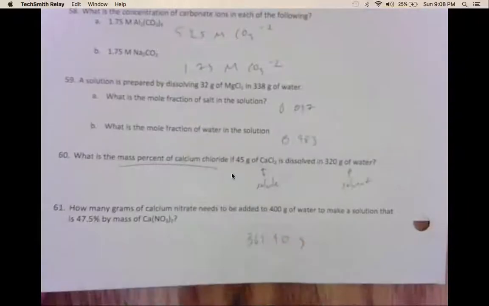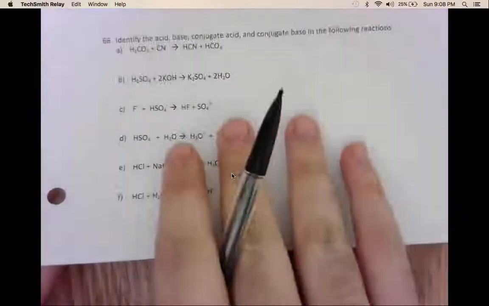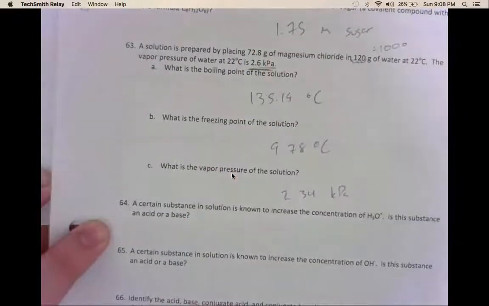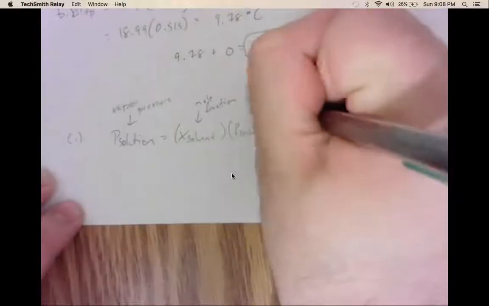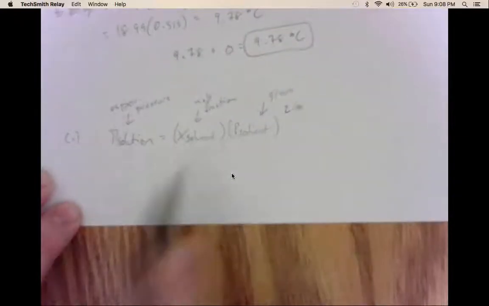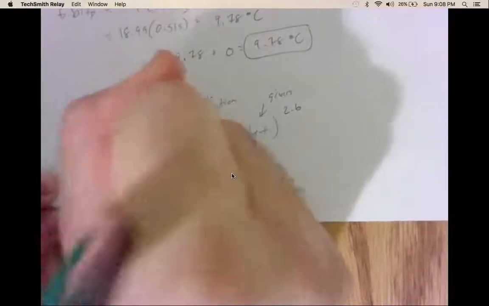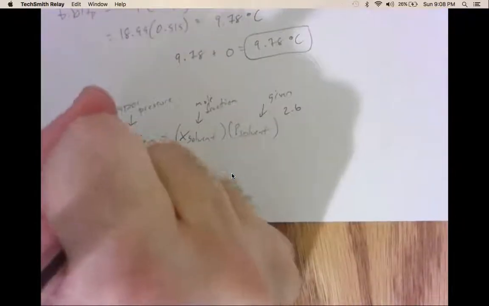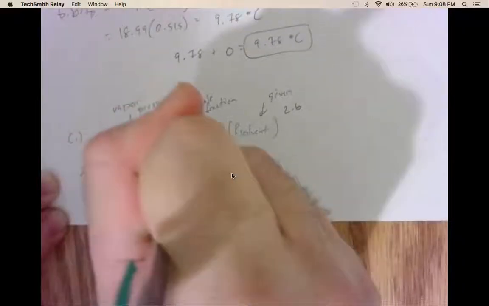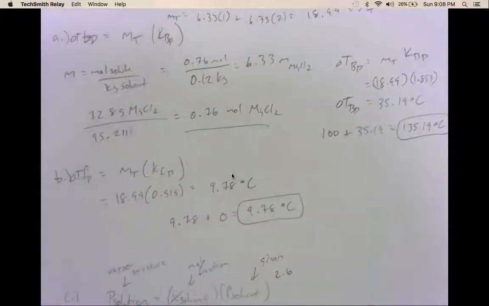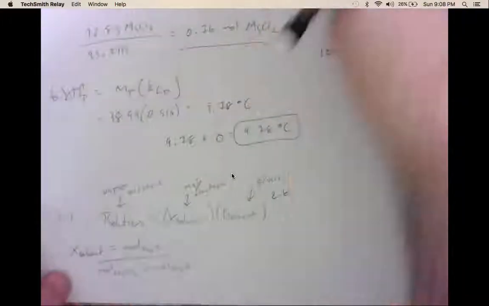If we look back at the problem, it tells us that it's 2.6. So we know that value is 2.6. Now we just need to calculate the mole fraction of water. The mole fraction of water is X solvent, so it will equal the moles of water over the moles of magnesium chloride plus the moles of water. We already calculated the moles of magnesium chloride up here. This is 0.76.